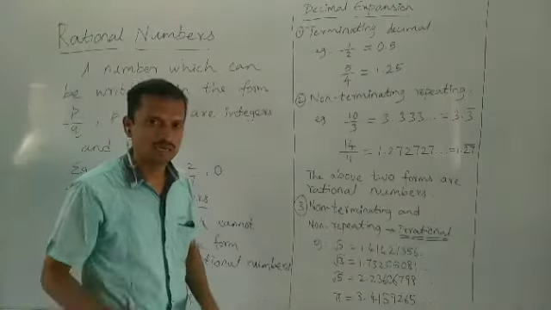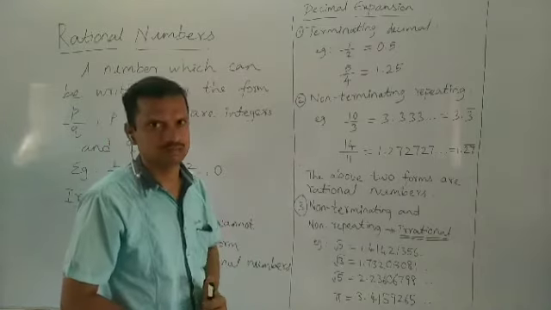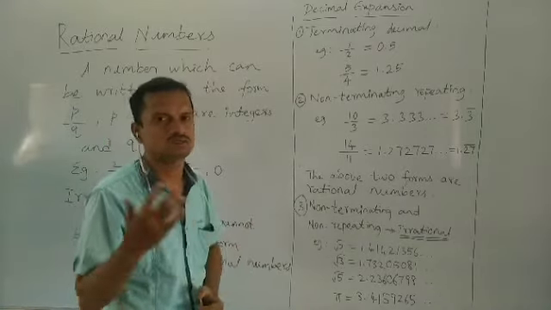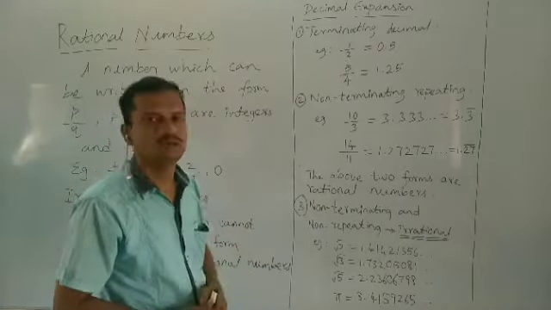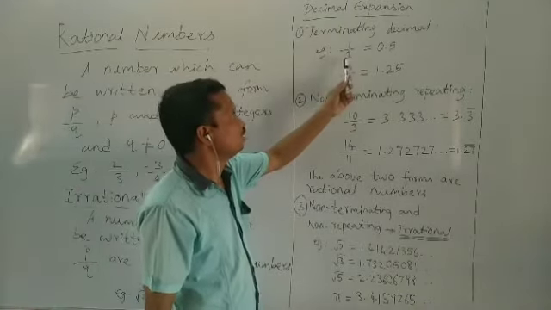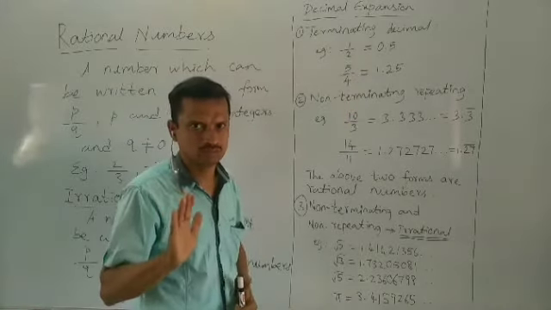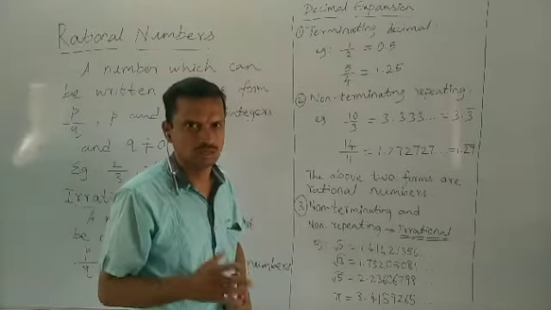And now, we can clearly understand by decimal expansion what is rational and what is irrational. When you divide 1 by 2, you get 0.5. It terminates. So no more digits come.